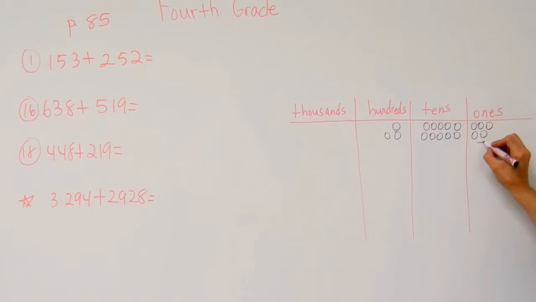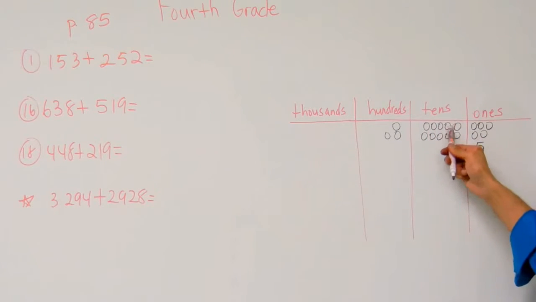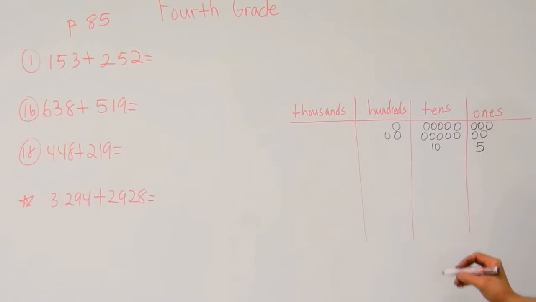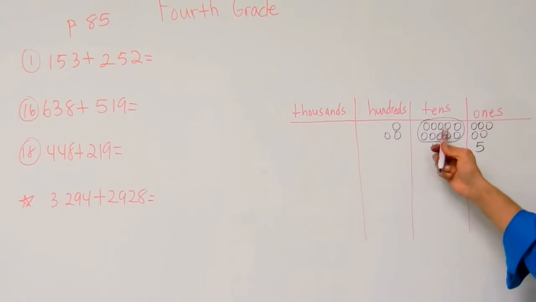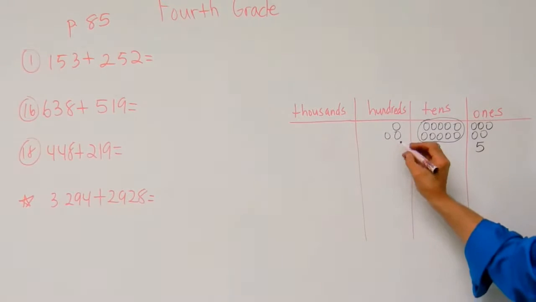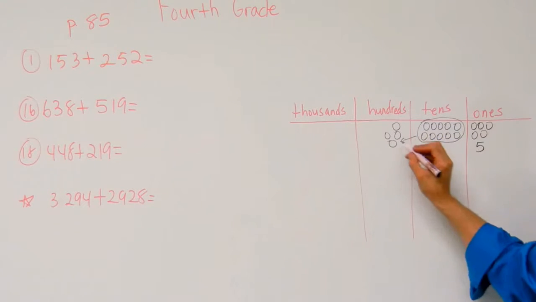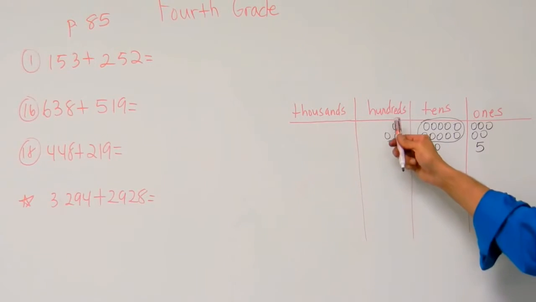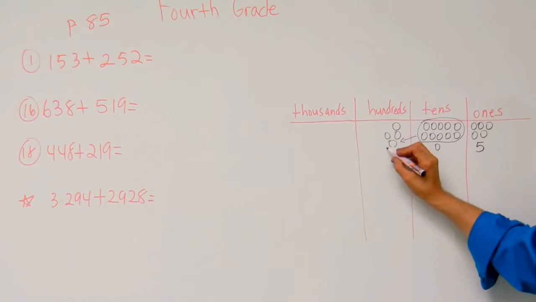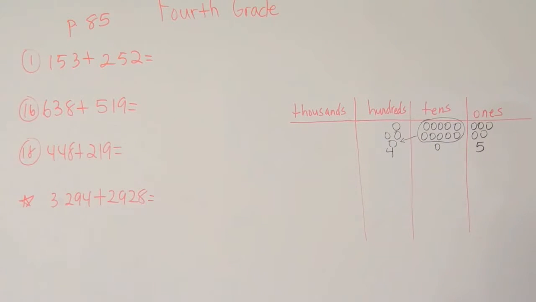So here I've got 5: 1, 2, 3, 4, 5. Here I've got 1, 2, 3, 4, 5, 6, 7, 8, 9, 10. I've got 10 tens. I'm going to move these tens over here because 10 tens make 100. I'm going to move that over there. And I'm going to take that 1 and move it there. So I'm going to stay with the 0 here. Now here I have 1, 2, 3, 4 there. So my answer is going to be 405.